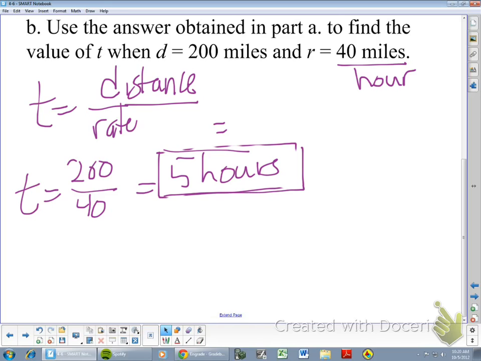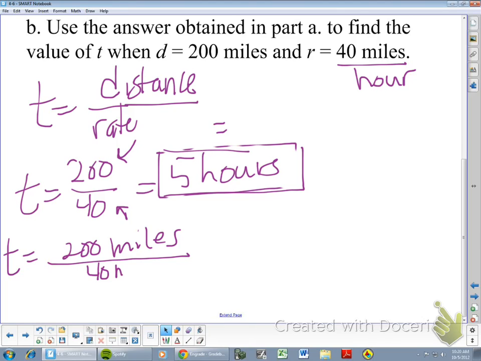That's one way to do it, but another way that you should be able to do is keep track of the units here. With the 200 and the 40, I left out the units. So let's try this again, keeping track of the units. Time is equal to 200 miles divided by 40 miles over 1 hour, right? That's what per hour means. It means I go 40 miles in 1 hour.